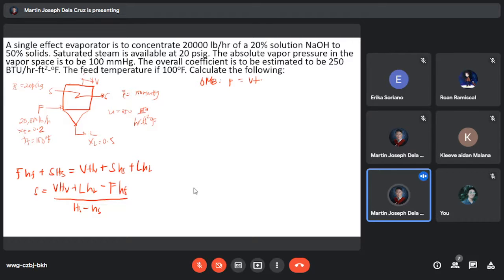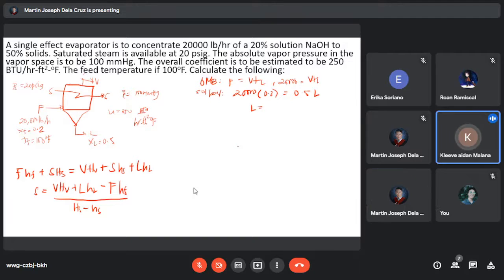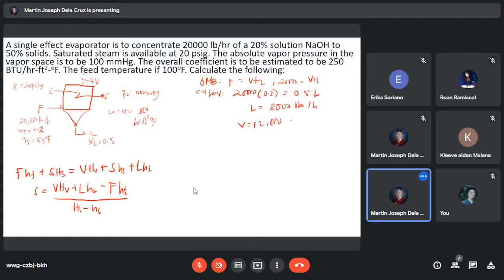F is equal to V plus L. So, we have 20,000 is equal to V plus L. And then, solute balance. We have 20,000 times 0.2 is equal to your 0.5 L. Right? So, L natin is 8,000. 8,000 pound per hour, right? And then we have now your V now is 12,000. Okay. So, meron na tayong V, meron na tayong L, meron na tayong F.